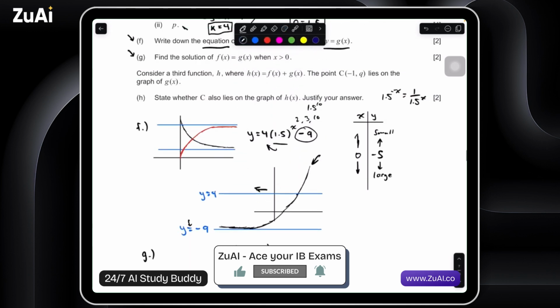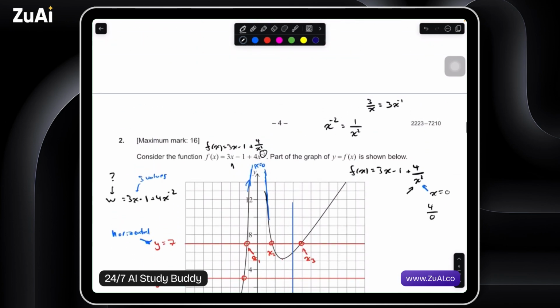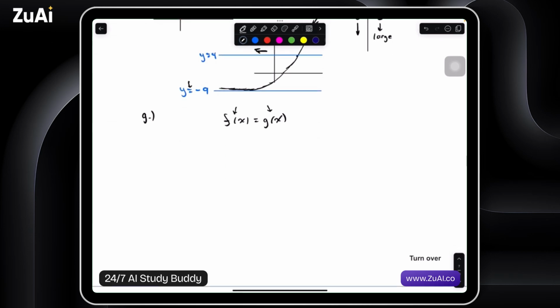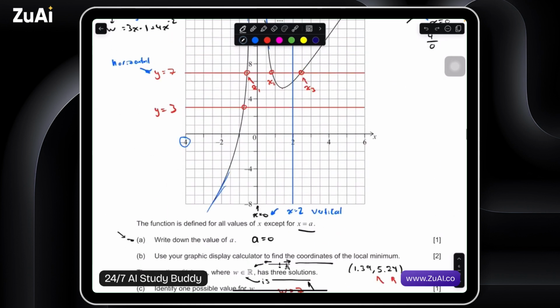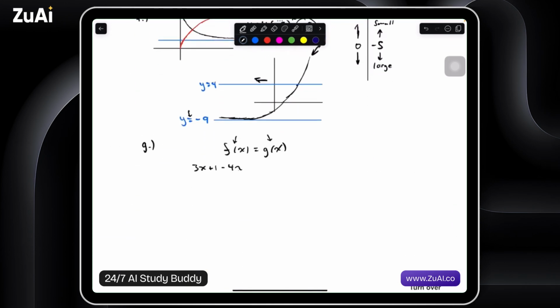So f of x, I've got to go find it right here. 3x plus 1 minus 4x to the negative 2. And this other function was, I believe, 4 times 1.5 to the power of x minus 9.